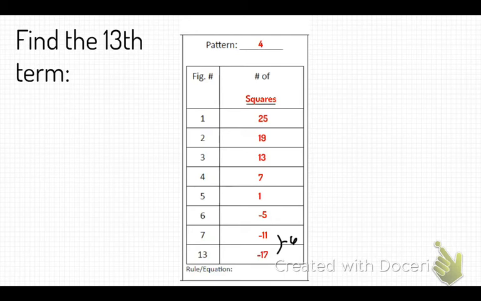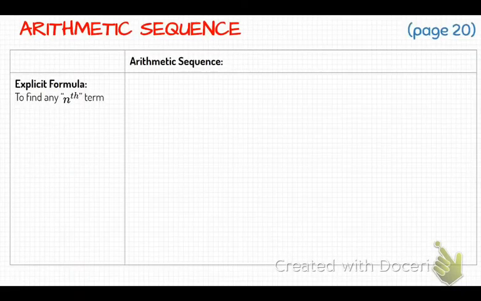So I'm going to help you. We're going to figure out the formula that we can do, so that way I don't have to keep subtracting every single time. So this is a formula for our arithmetic sequences. It says to find any nth term. What do you think nth term means? Nth term. What is the nth term?